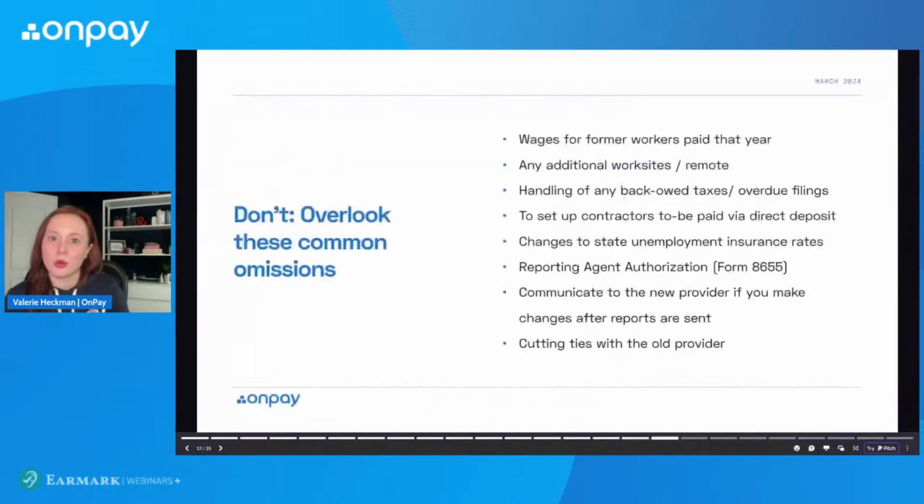And then for my don't, so those were 2 do's. Our don't is don't overlook some of these common omissions. This, again, kind of looks like a long list, but hopefully not all of these would ever apply in one scenario. Definitely make sure that you're considering any wages for former employees. We see that a lot.